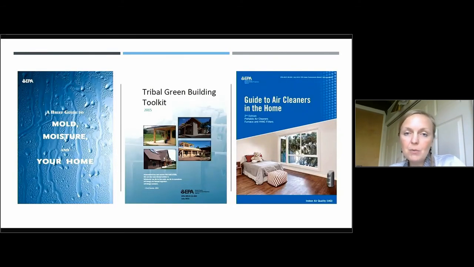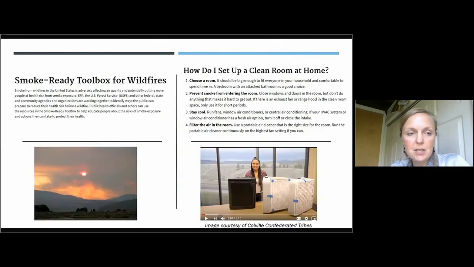And I'll just very briefly skim over these resources that are available on EPA's website that are really popular when we work with tribes on healthy homes: the Mold Moisture in Your Home brochure, Green Building Guidance. Aileen mentioned the How to Select an Air Cleaner and Understand How to Use Them guidance. And then, of course, more recently, the Smoke Ready Toolbox for Wildfires has been developed with guidance on how to set up a clean room and do some of these interventions and upgrades that Aileen was talking about.